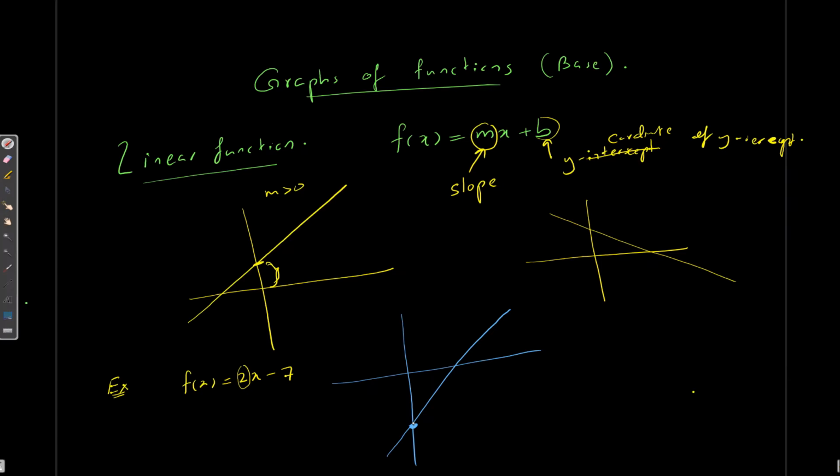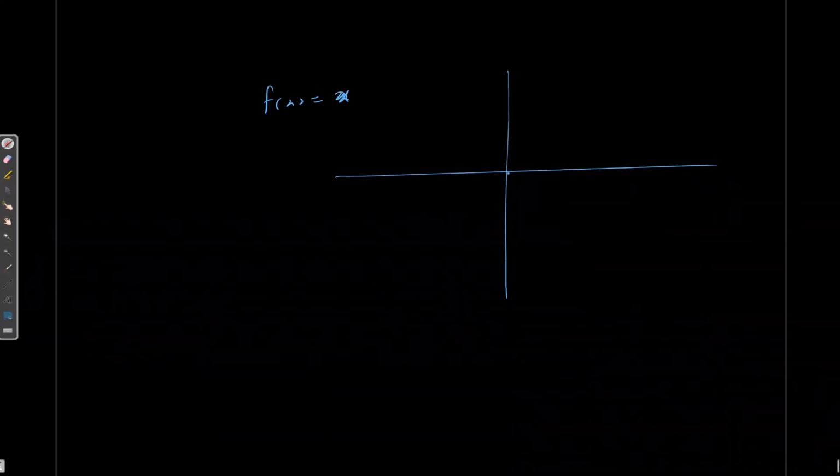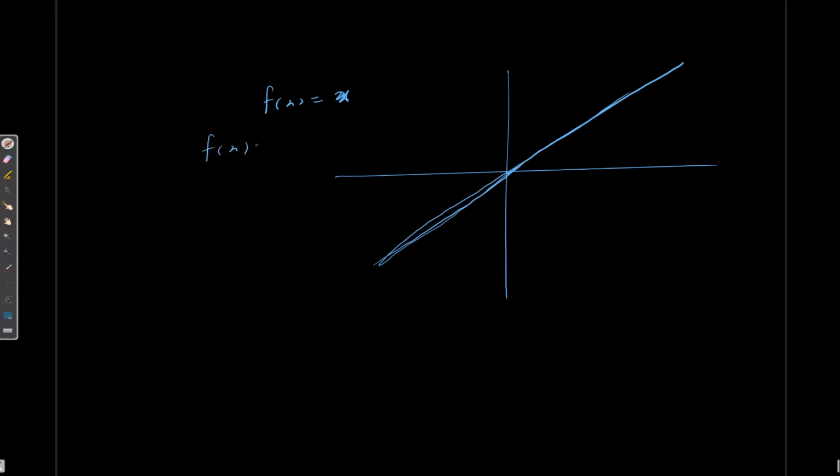Now the base function of this type is f(x) = x. So y = x, you know how to draw that. It goes like this, a 45-degree angle, because slope is 1, because this is actually 1x + 0, right? So y-intercept is 0 and slope is 1. That's our base function.